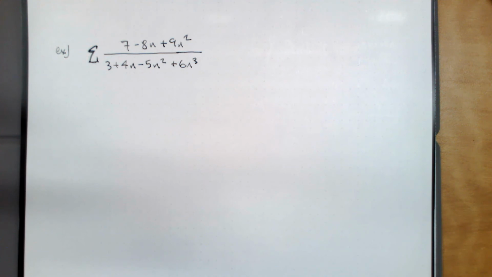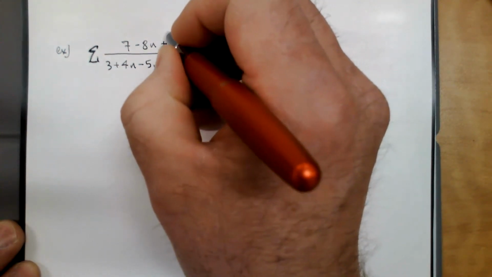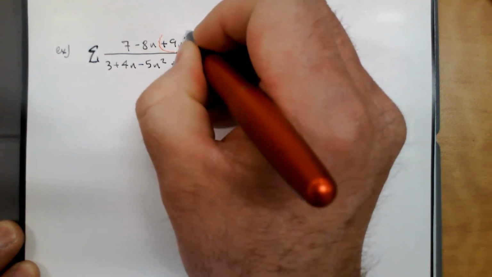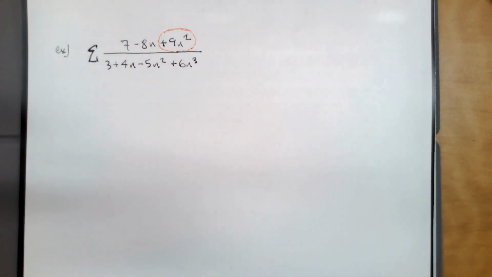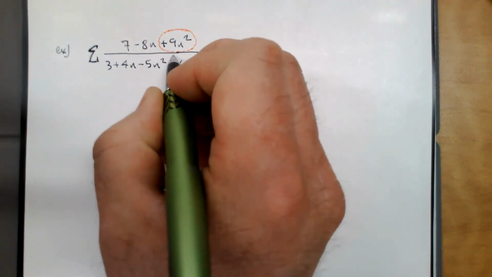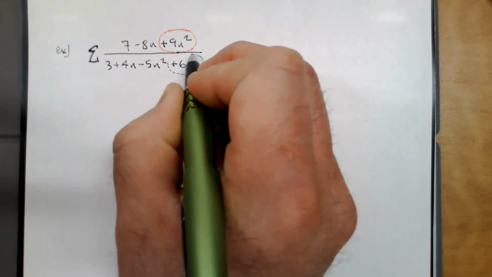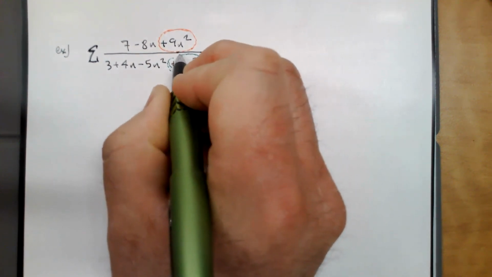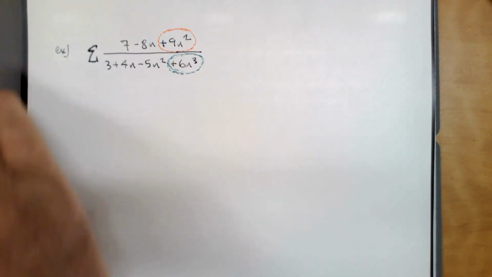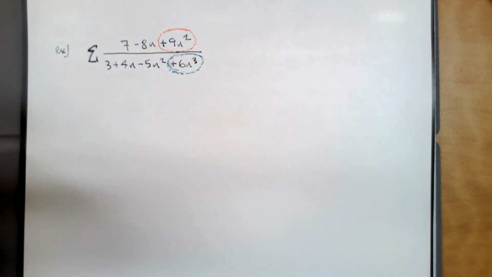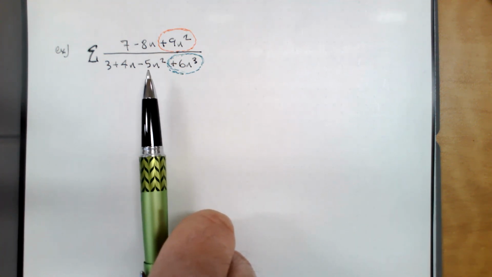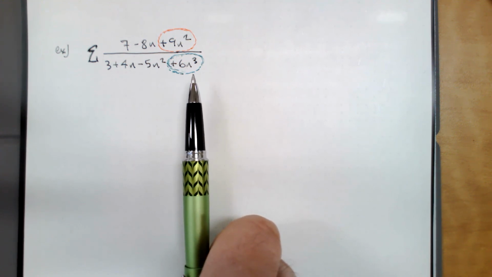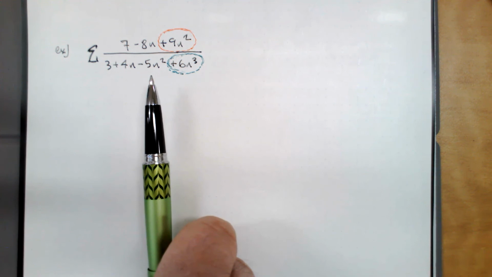So for large values of n, the important term in the numerator is 9n squared. That's the only term that matters. In the denominator, the only term that matters is this 6n cubed. Because now this 6n cubed doesn't care about even that 1,000,000 squared. 10 to the 6th is nothing compared to a 10 to the 12th. And over here, we've got 10 to the 18th. That doesn't care about a 10 to the 12th.